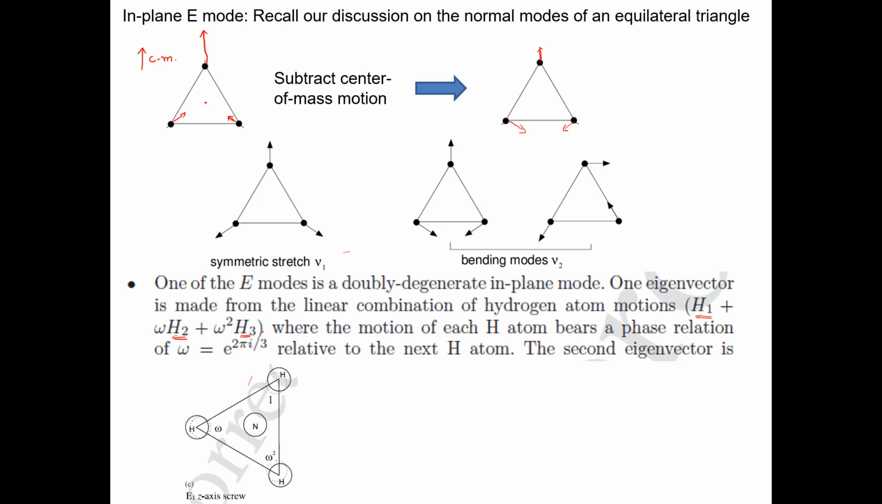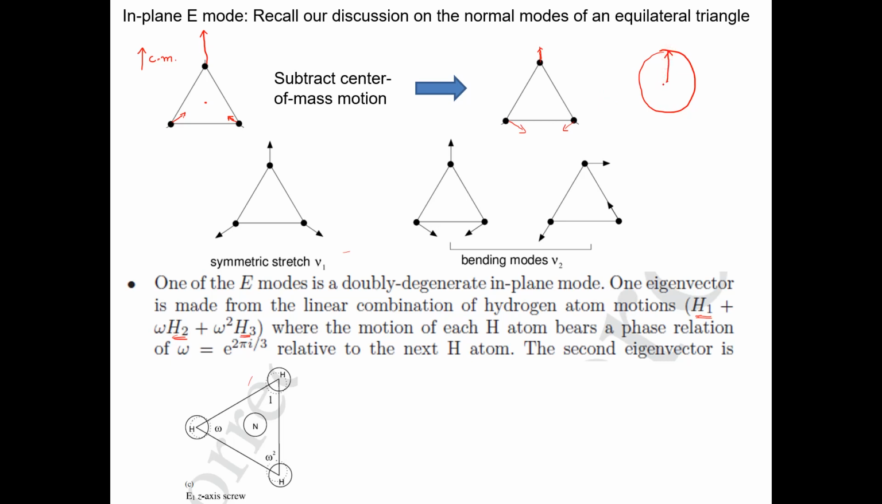Okay. If you use that as an inspiration, you see that this is precisely what we get here. If I draw these three displacements in a complex plane, or in an XY plane, in this case it's the same thing, I have precisely one vector right here.